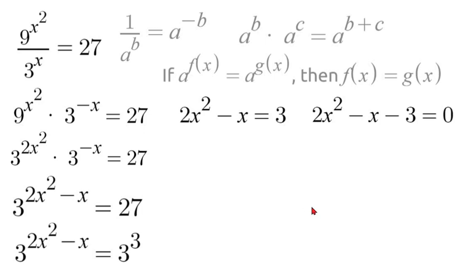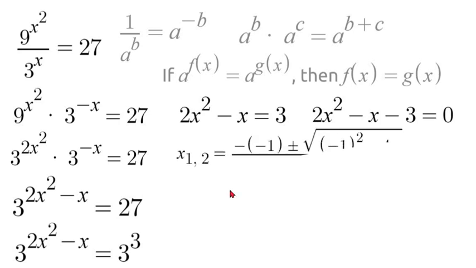But for the sake of this video, we're just going to jump in. We can go ahead and plug those values in. So we would have x1, 2, because we're going to get 2 answers, is equal to negative times a negative 1 plus or minus square root of negative 1 squared minus 4 times 2 times a negative 3 over 2 times 2. So we're going to get 2 separate answers out of that because of our plus or minus value.